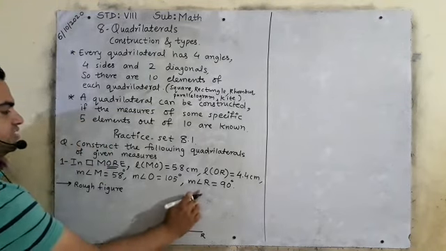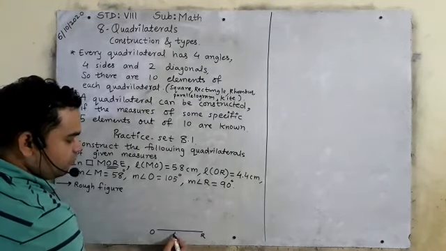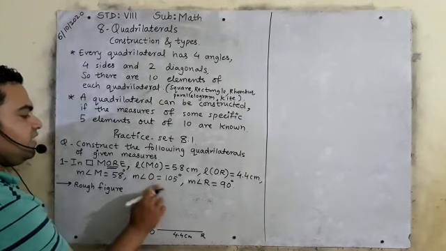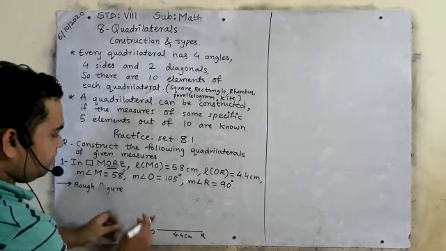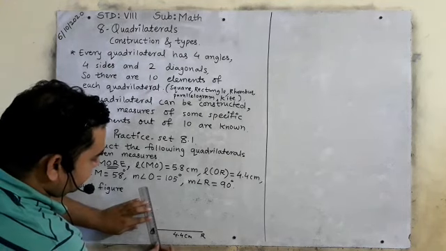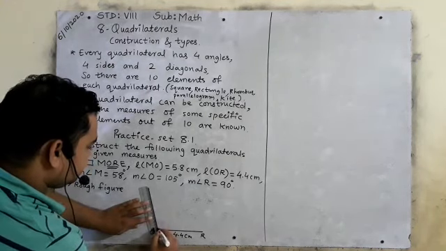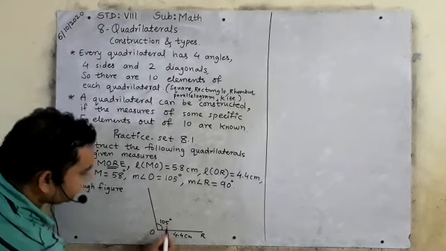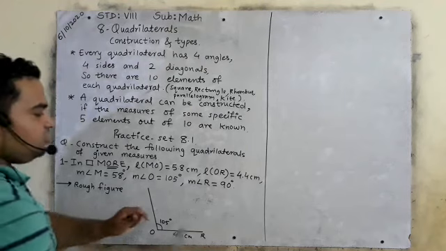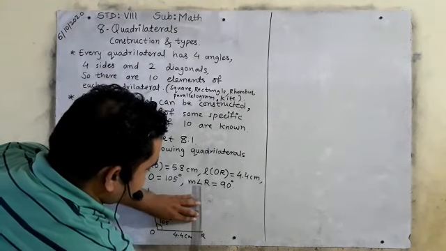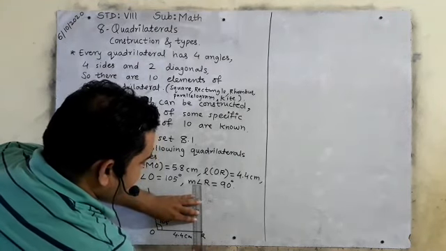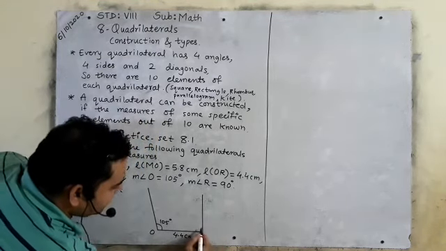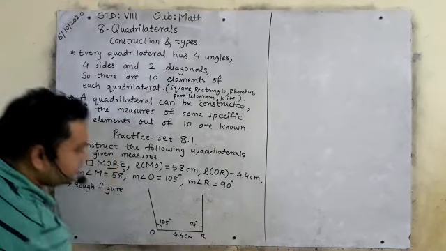OR is of how much centimeter? OR is 4.4 centimeter. Now see, angle O is 105. It means it will come a little here, right? It will come like this. Angle O will be 105 degree, right? Now R is of how much degree? It's 90, means straight. It will come straight, right? It is a rough figure, okay? This is 90 degree, right?